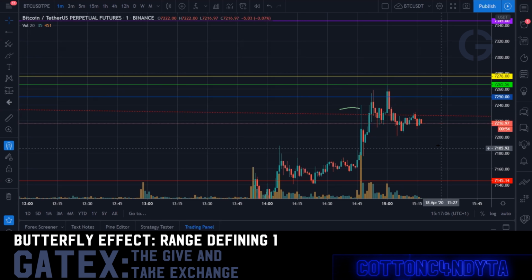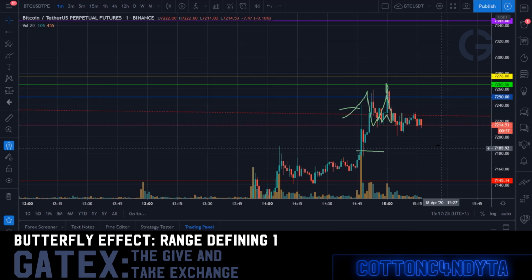I would have entered here, and if I was really good I could have gotten out right here. I probably wouldn't have sold that quick, but sometimes you guys see me trade and sell one minute later. This is the reason why, because there's more trades happening. Sometimes it's just a scalp. And then we break over the level and fall underneath the trend. You see how we're falling underneath the trend?